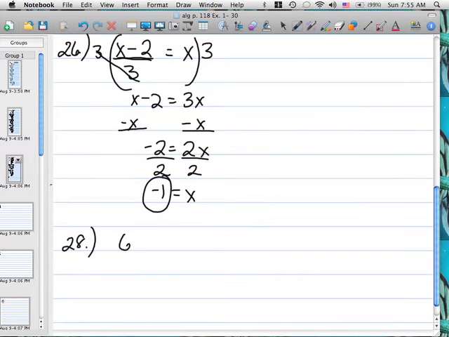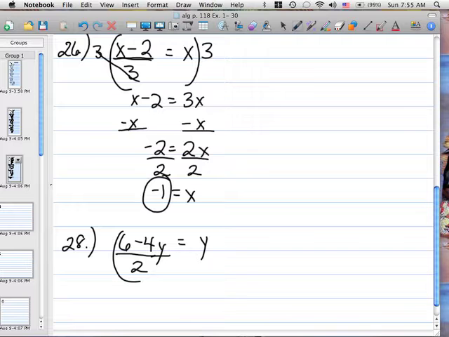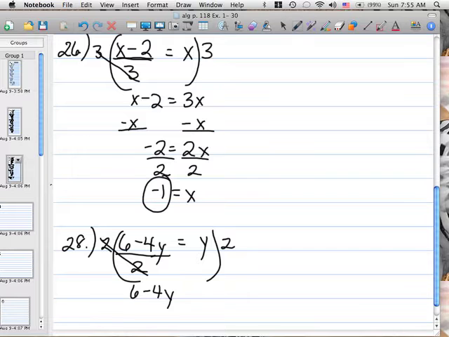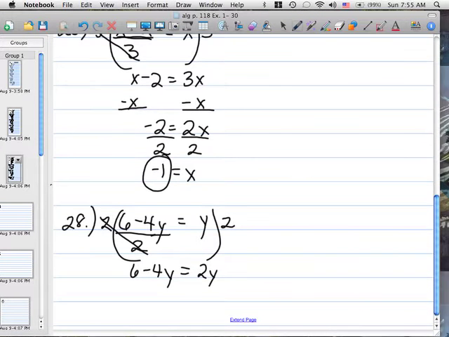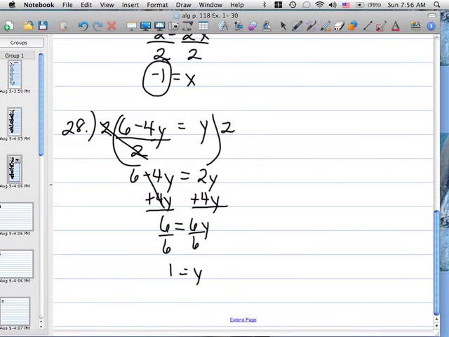Problem 28, you have 6 minus 4y over 2 equals y. Again, I need to get rid of the fraction, so I'm going to multiply both sides by 2. The numerator and denominator cancel. I have 6 minus 4y equals 2y. The 2y is by itself on the right, so I'm going to eliminate the negative 4y on the left by adding 4y. So I have 6 equals 6y, divide by 6, and I've solved for y, which is 1.